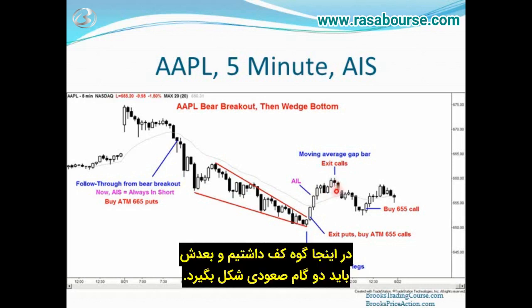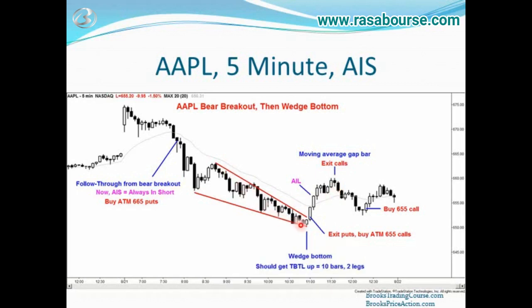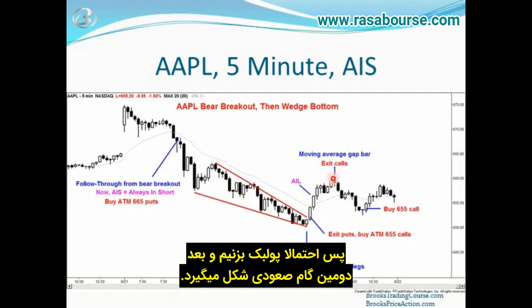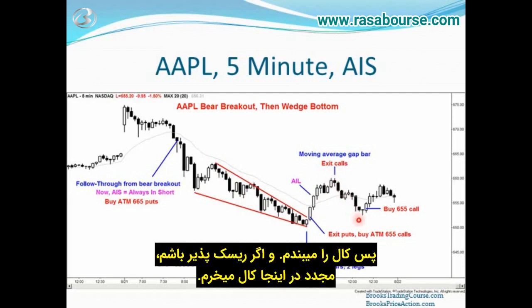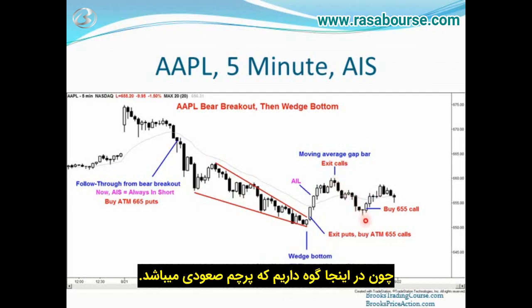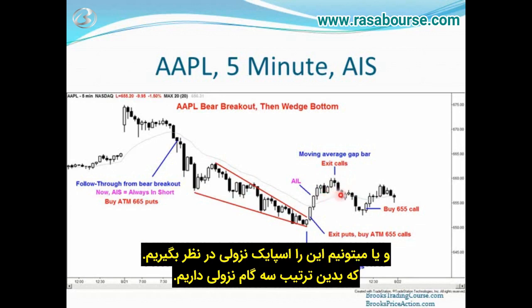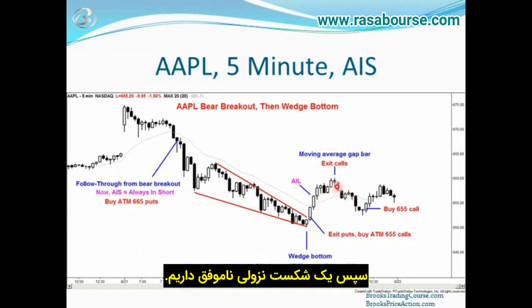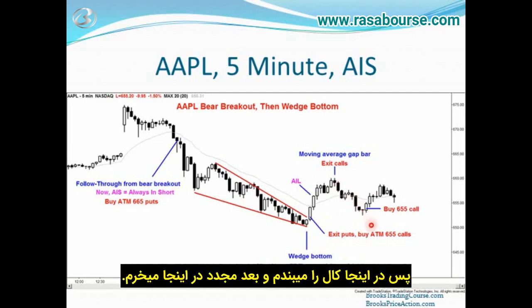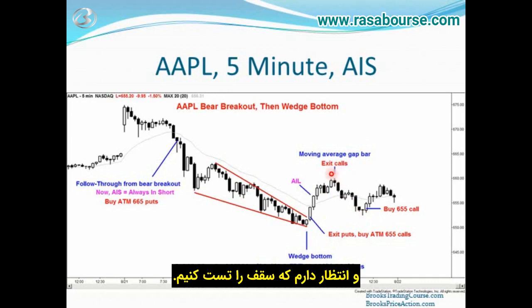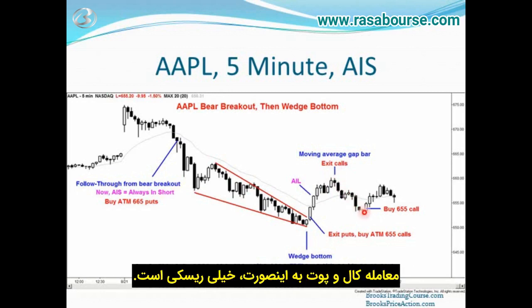We should get 2 legs up from the wedge bottom. This is the end of the first leg up, so we should pull back and have a second leg up. I would exit the calls, and if I was trading the calls aggressively, I would buy here a wedge bull flag, 1 push down, 2, 3, 4, or a bear spike, 1, 2, 3, and a failed bear breakout. So I would exit the calls here and possibly buy them again here for a test of the high. That's aggressively trading the puts and calls.